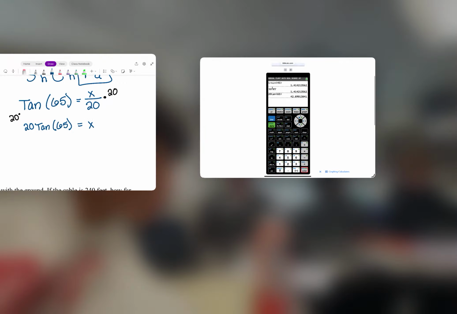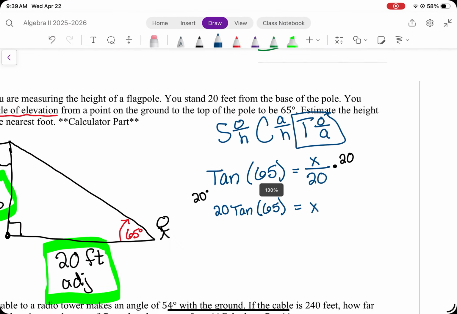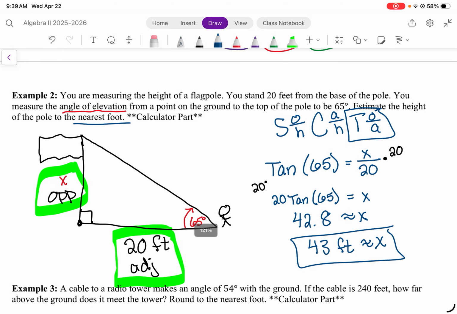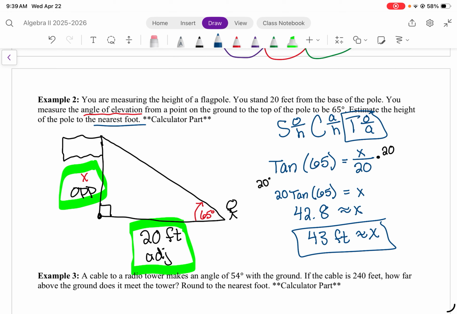So 42.89. For word problems, you're usually going to be rounding. So we know it's about 42.8, and they asked to round to the nearest foot. So 42.8 is going to be closer to 43. So it's going to be about 43 feet for the height of the flagpole. And that's my answer.